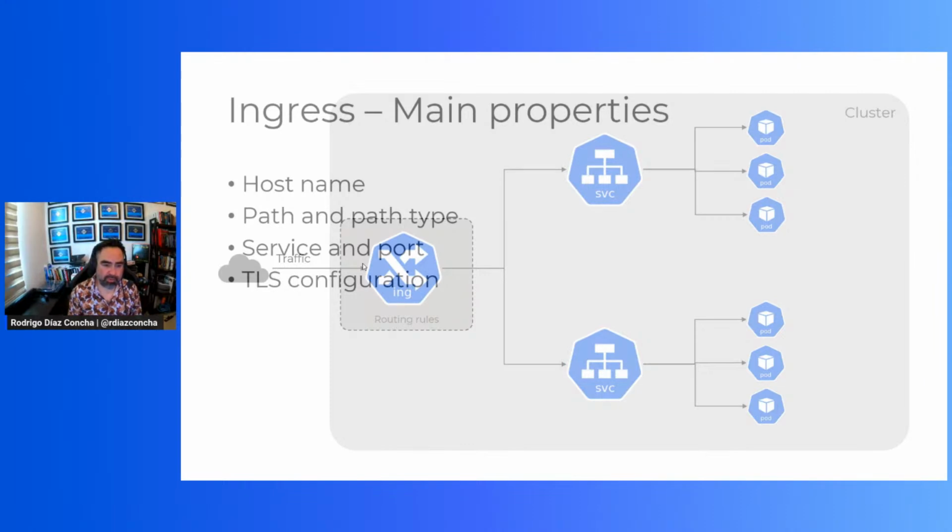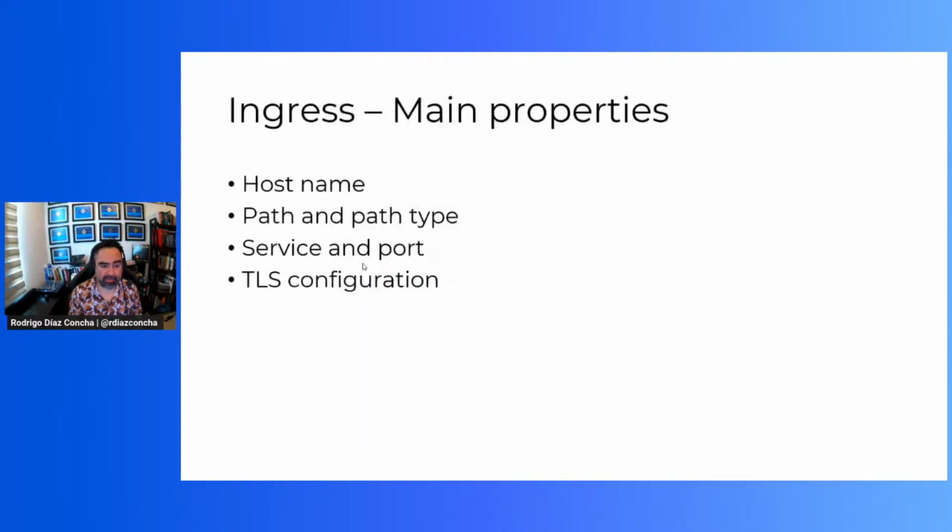What are some of the main properties for Ingresses? Well, you can actually use a host name. You can map a host name for an Ingress, or you can use a path and a path type, which is most of the time fixed, or maybe it's a prefix that you want to use for that path.